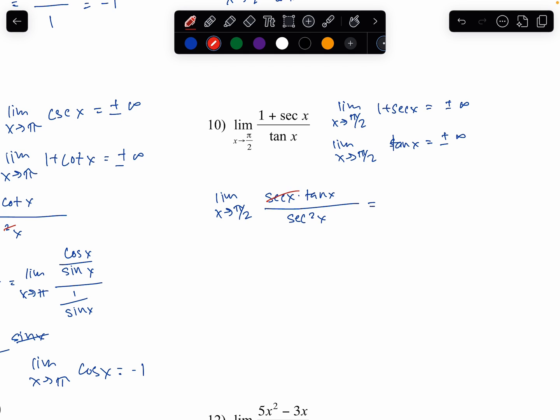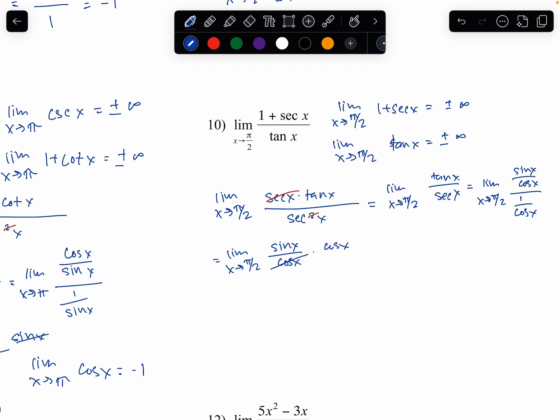So one of those can cancel out. So then we get the limit as x approaches pi over 2 of tangent of x over secant of x, which is equal to the limit as x approaches pi over 2 of sine of x over cosine of x, over 1 over cosine of x. So we get the limit as x approaches pi over 2 of sine of x over cosine of x times cosine of x. Those cancel. So we get the limit as x approaches pi over 2 of sine of x, and sine of pi over 2 is 1. There you go.